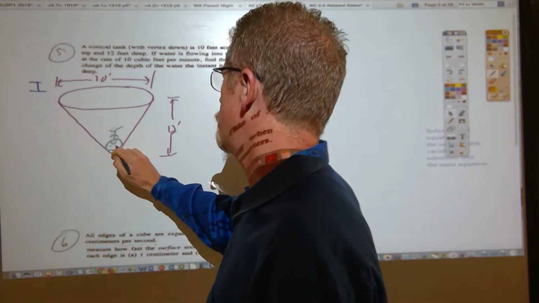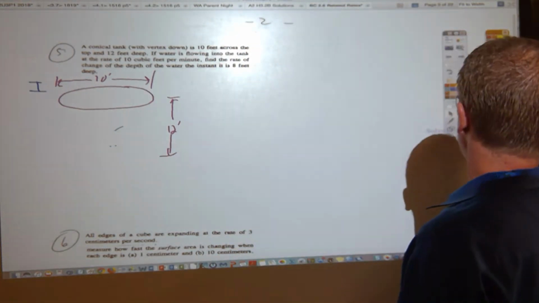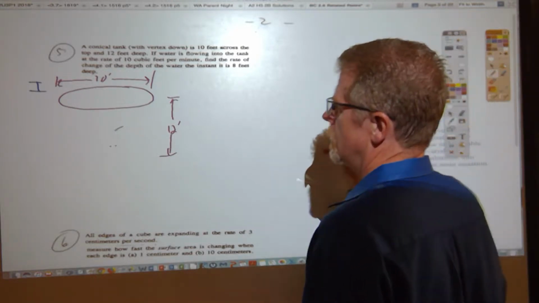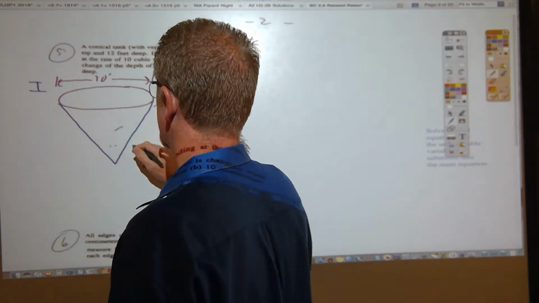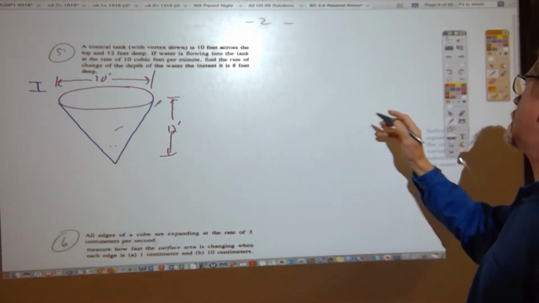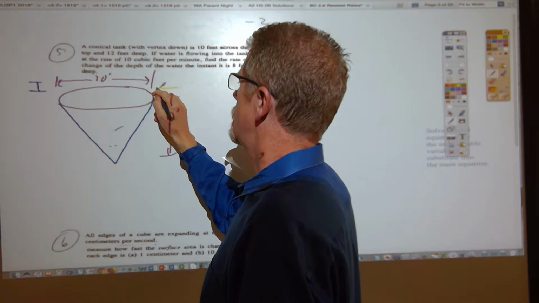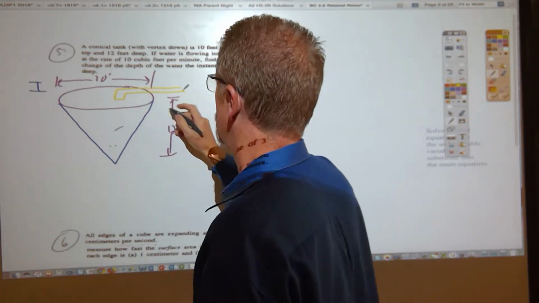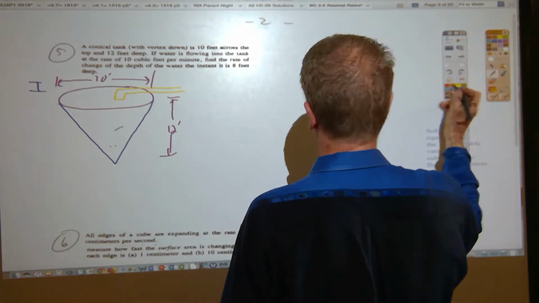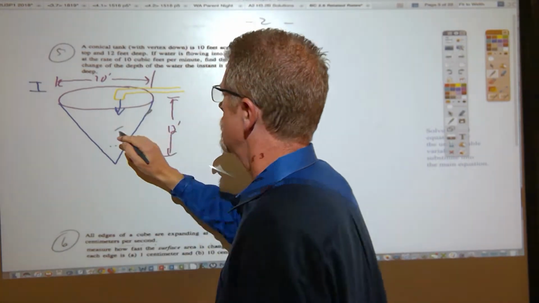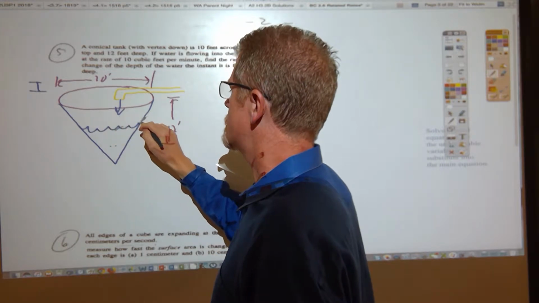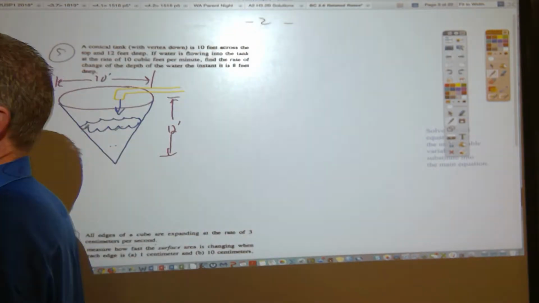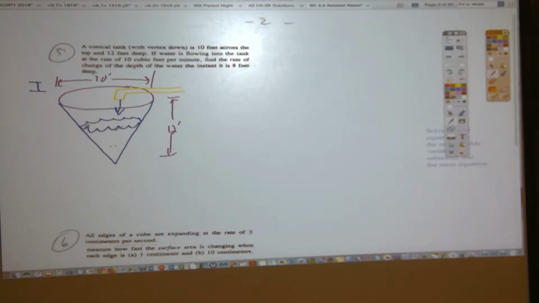The point is to not be frustrated, but to instead solve a calculus problem. So it's water's flowing into the tank. So let's draw a spout. This is a water spout. Water's flowing in to the tank. So let's draw the wavy surface of the water, because there's really two cones. There's the cone of water, and then there's the cone that represents the tank. And let's be cognizant of both of them.